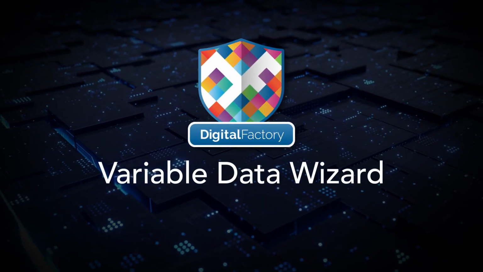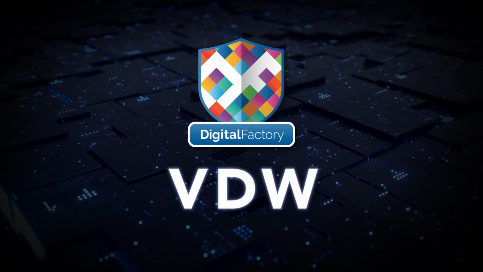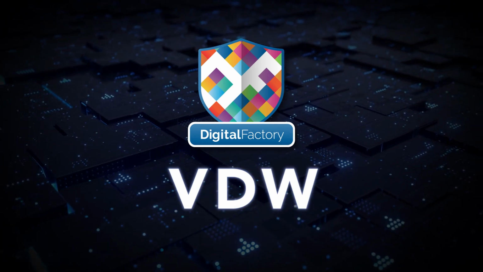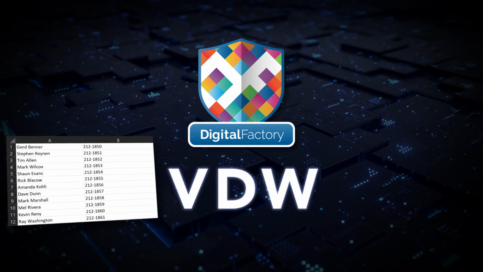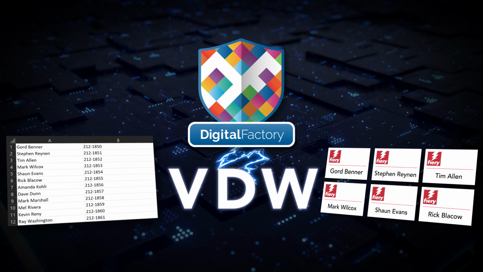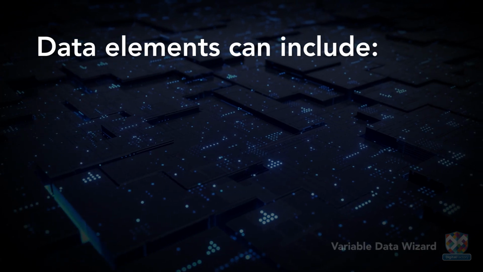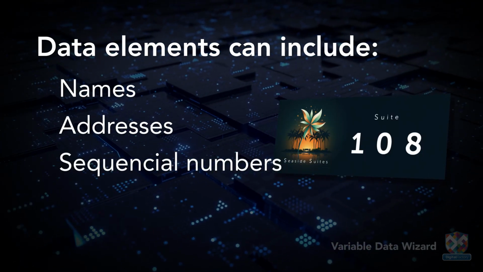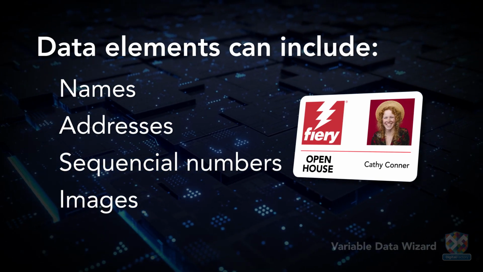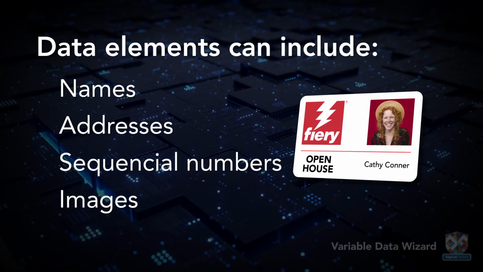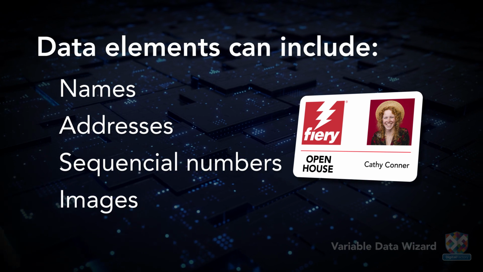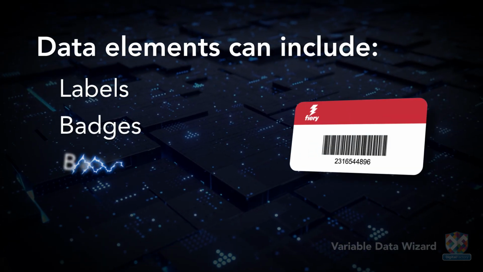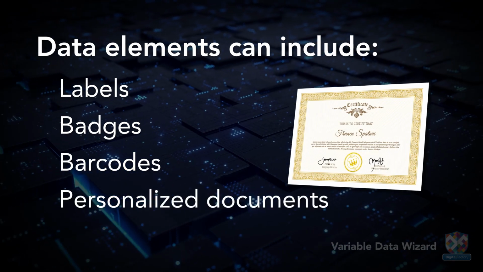The Variable Data Wizard, or VDW, in Digital Factory version 11 simplifies variable data management and customization by automating the replacement of key data sets found in a job. These data elements can include things like names, addresses, sequential numbers, or even images, making each created piece unique to individual needs. Variable data also allows for the serialization of items like labels, badges, barcodes, personalized documents, and more to be automated.